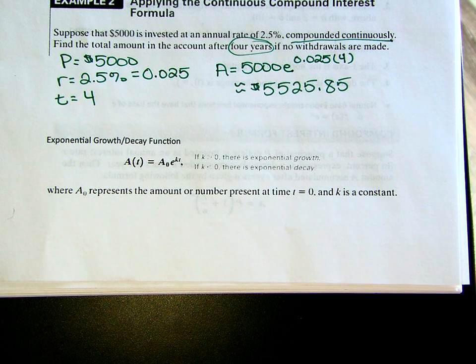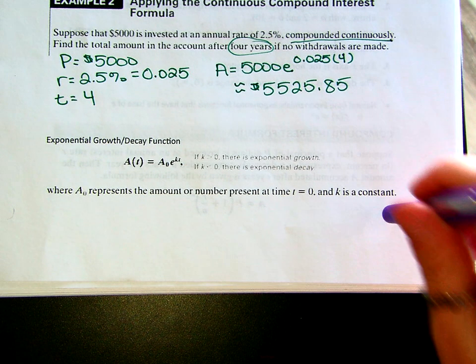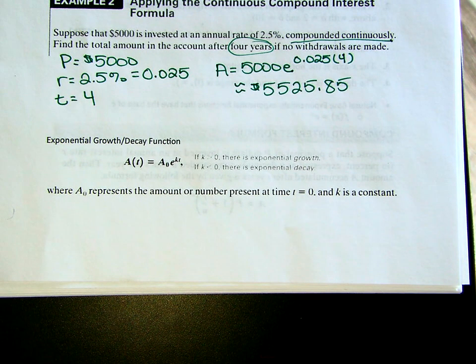Let's keep things simple. So we will do an exponential growth and decay problem here in just a little bit. I have some word problems at the end. We have carbon dating, doubling time, and then growth of population.